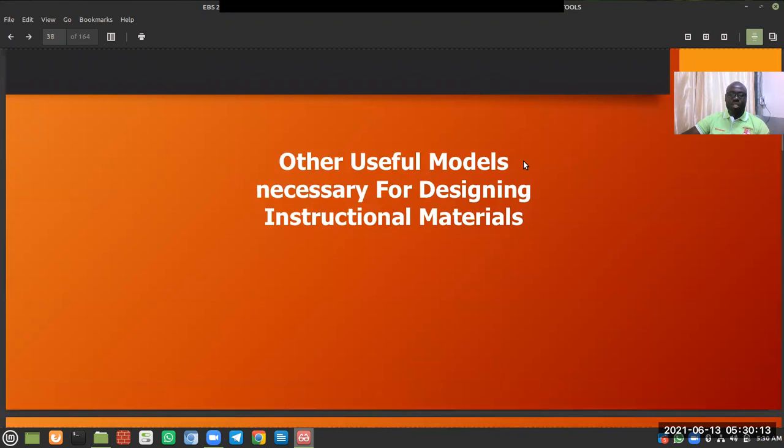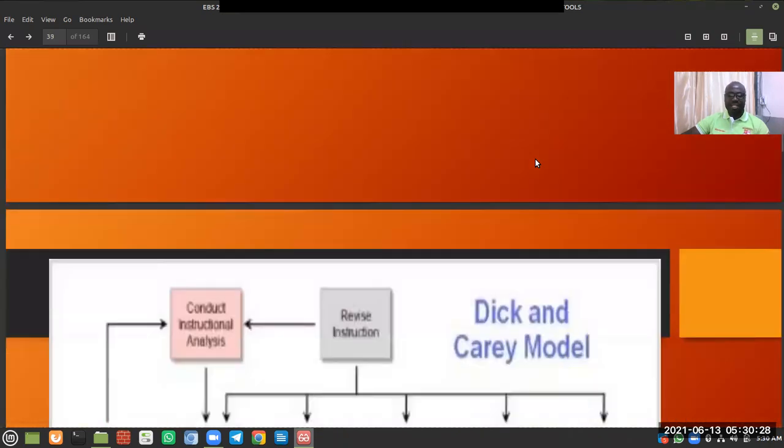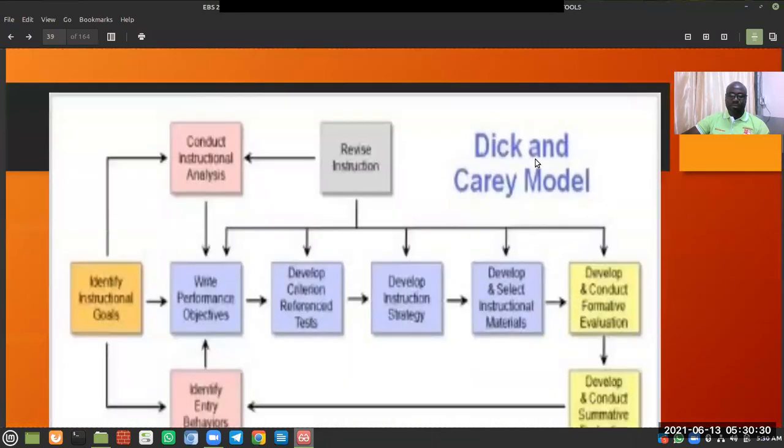However, there are other useful models which are equally helpful for designing instructional materials. The ADDIE model is not the only model that can be used for designing instructional materials. One such model is the Dick and Carey model.